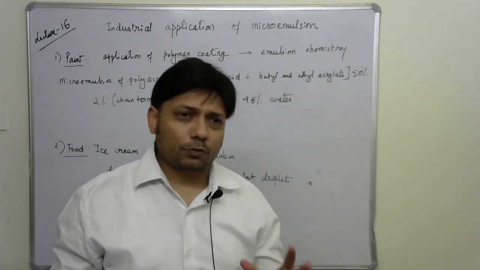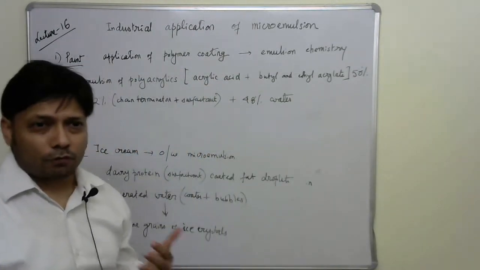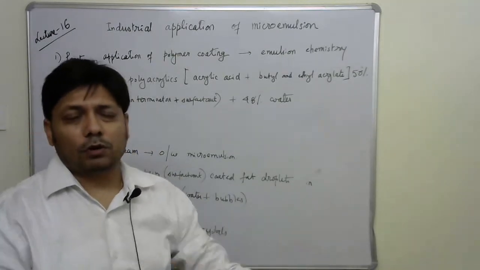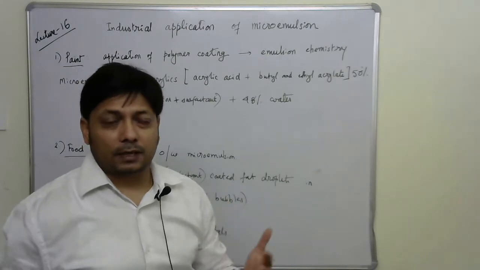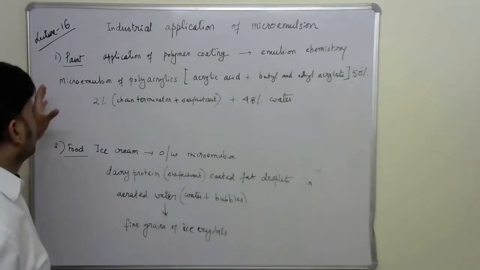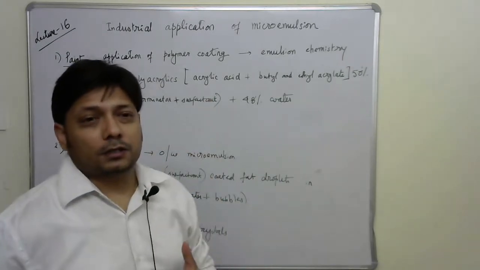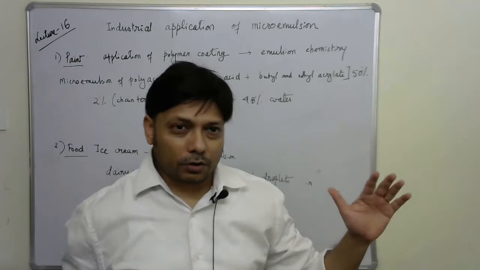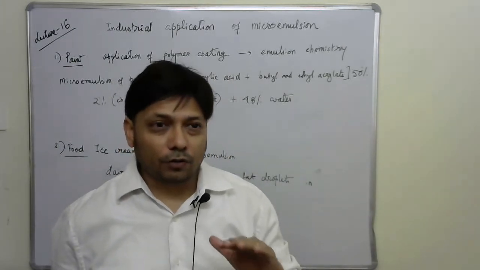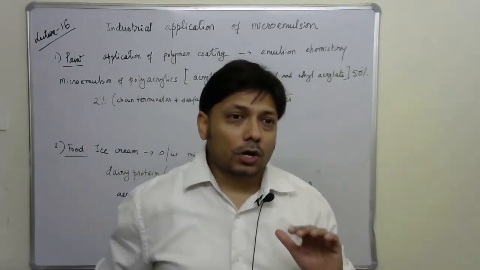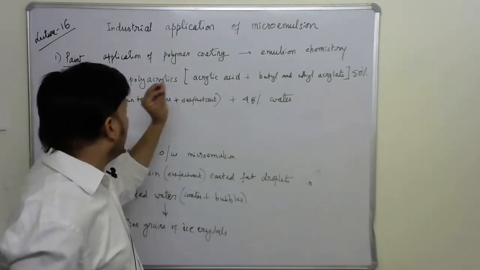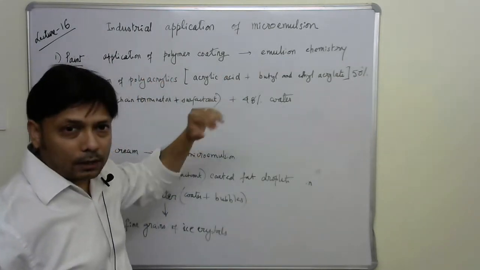So lastly, we are going to talk about some industrial applications of microemulsion. So there are many applications, but we are only going to talk about two, which is paint first, and the second in the food industry. So what is paint? The purpose of paint is not just to put some color on a surface, but to put a protective coating, which is basically a hydrophobic, non-wetting surface. That protection comes from application of a polymer coating, an organic polymer.